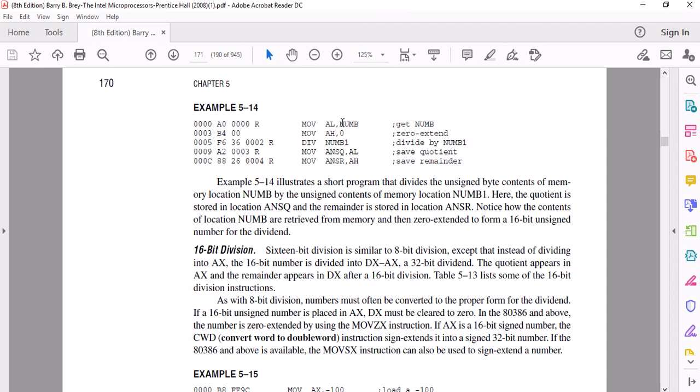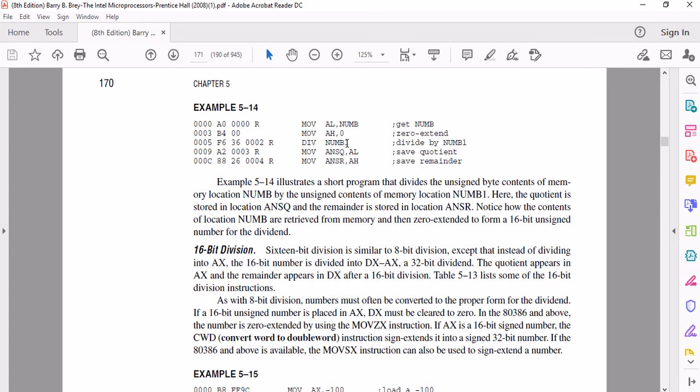Here a number is saved in num location. First we move num in AL and move 0 in AH in order to place 0 value in AH register. Now a specific value is already present in AL. Now div num1, it means the value in AX register or AL register is divided by value in num1 location.